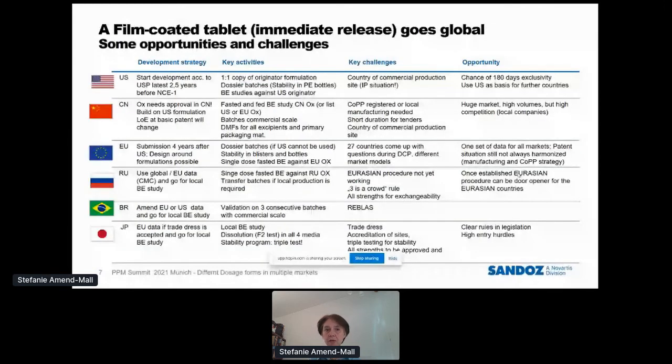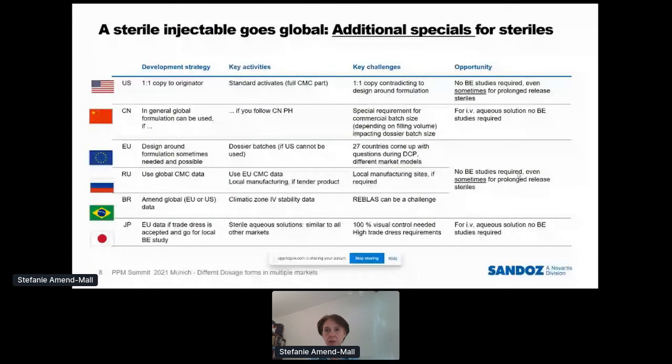But now the question is, what's different if I go into steriles? Here, just an example for normal injectables, steriles. There are some opportunities, and also some risks. Let's first go with the opportunities.